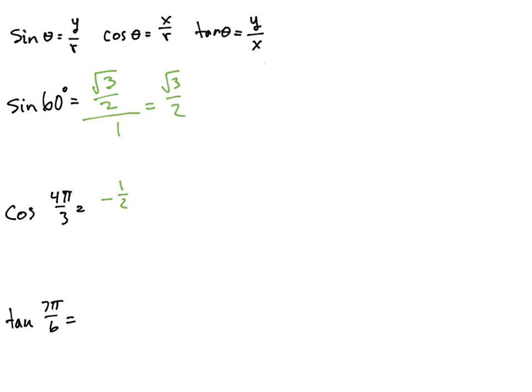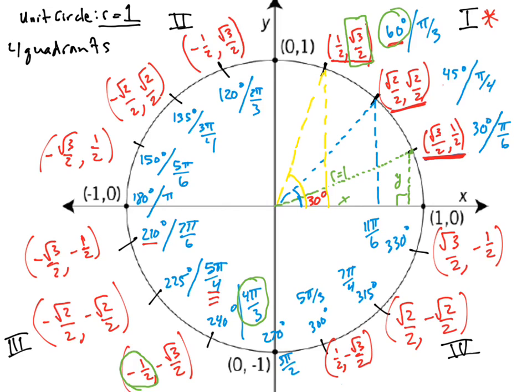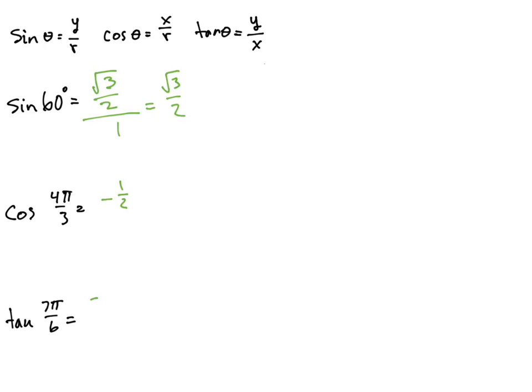And then tangent at 7 pi over 6. 7 pi over 6 again is in quadrant 3. Tangent is defined as the y value over the x value. So we have -1/2 over -root 3 over 2. Now we need to simplify this. The 2's can cancel. We get -1 over root 3. And then we need to rationalize that denominator. So times root 3 over root 3. And we end up with -root 3 over 3, since root 3 times root 3 is root 9, or 3.